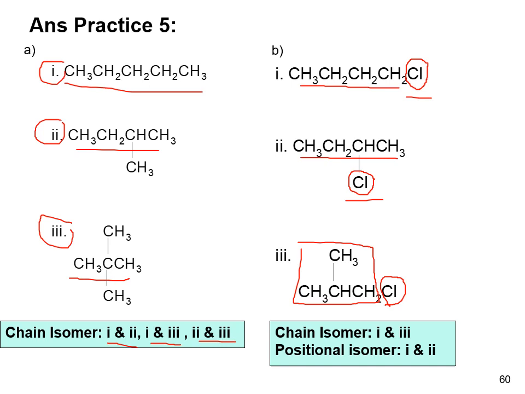Please try and think. Okay, if you want to check for chain isomer, make sure the position of the substituent or functional group is the same. And then for positional isomer, you must make sure the chain is still the same, but the position of the functional group is different. So for example, this is C1, this one is C2.